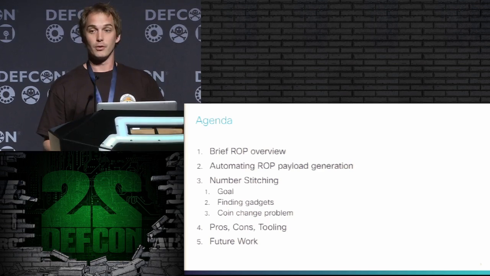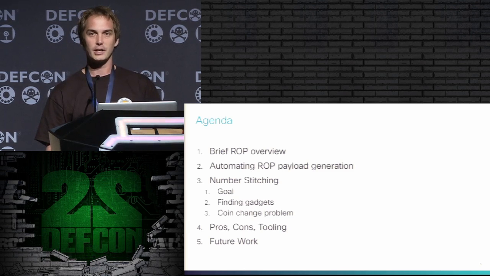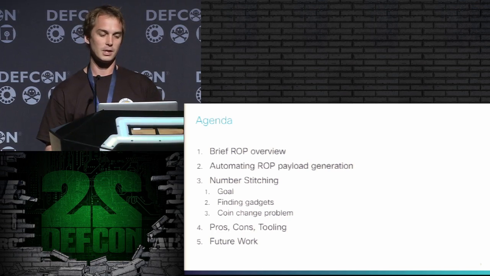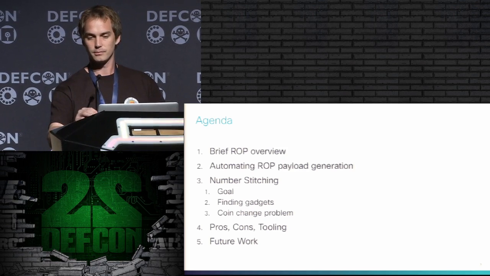So I'll go through the goal, what I was trying to achieve, and why I did it. How I found the gadgets, and the core of the problem, which is the coin change problem, which I'll get back to later. And then I'll have a quick chat about the pros, the cons, the tooling that I'm releasing, and any future work.